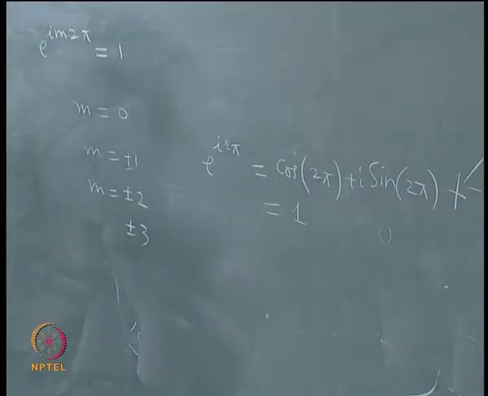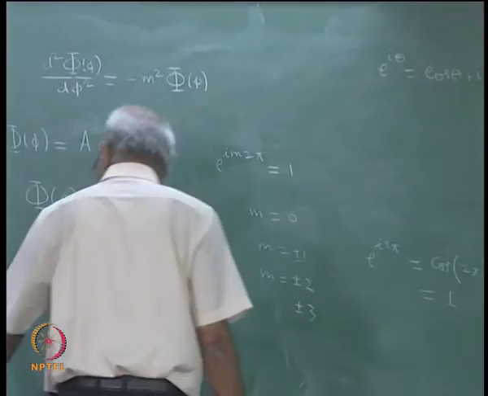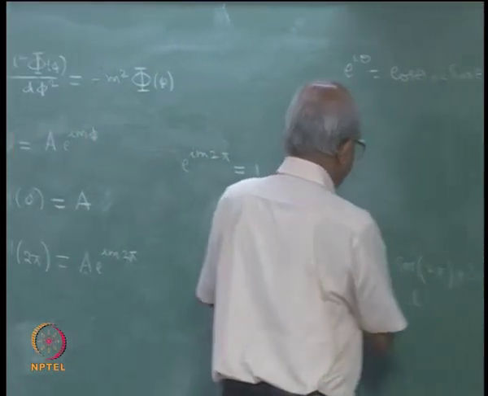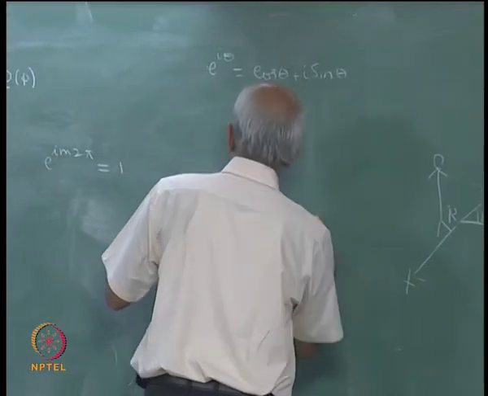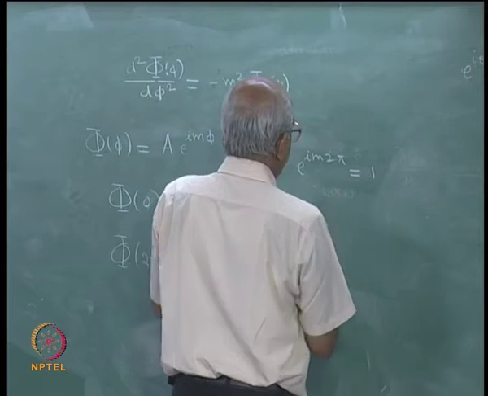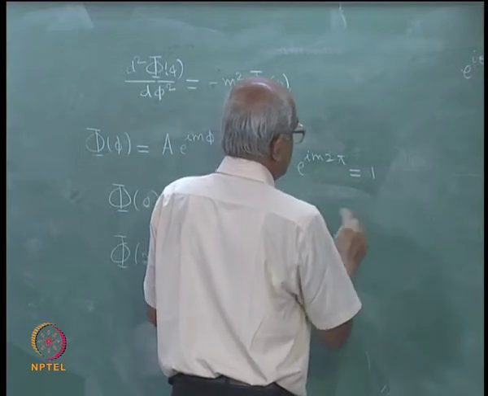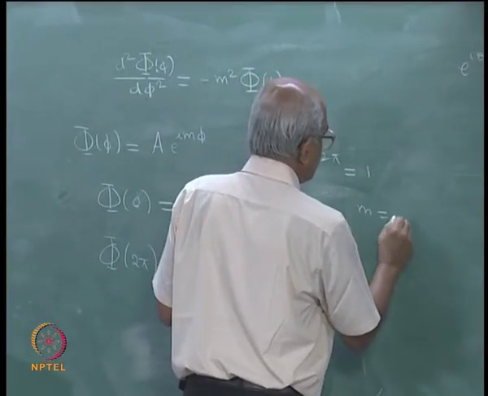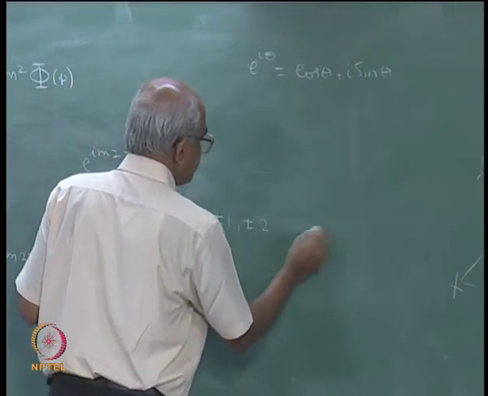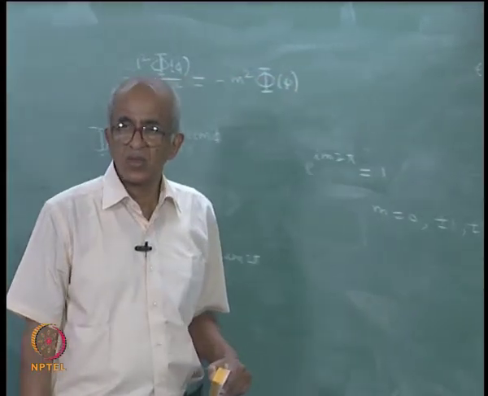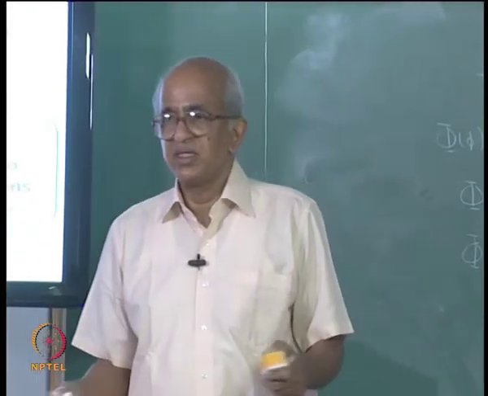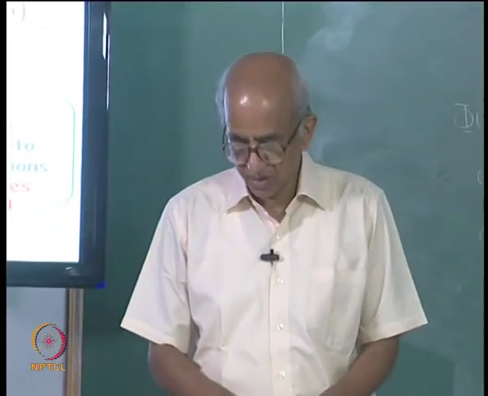So, therefore, in order to satisfy this condition, the value of m should be 0, I mean could be 0, plus or minus 1, plus or minus 2, etc. Any positive or negative integer or 0. Okay.